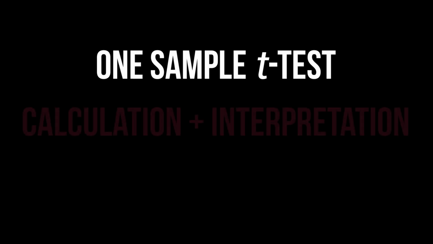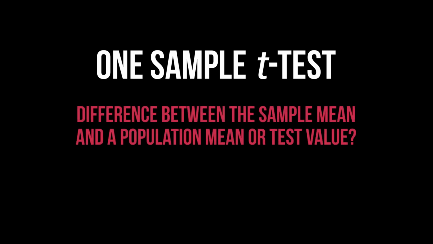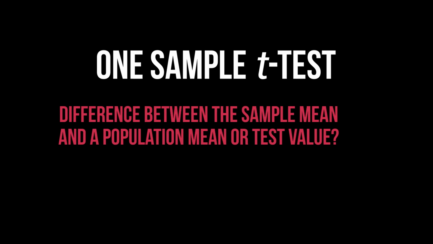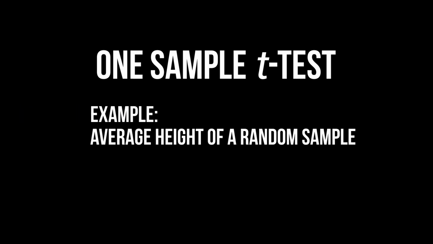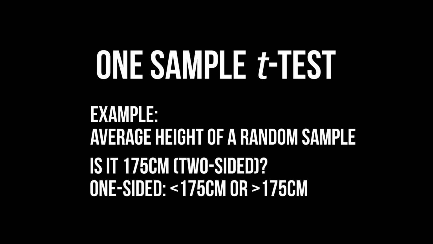This tutorial shows how to conduct the one-sample t-test in SPSS and interpret its results. The purpose is testing the mean of a variable, also called sample mean, against a population mean, or simply a test value. For instance, I have a sample and want to see whether the average height in centimeters is 175. Of course, you can formulate one-sided hypotheses as well.